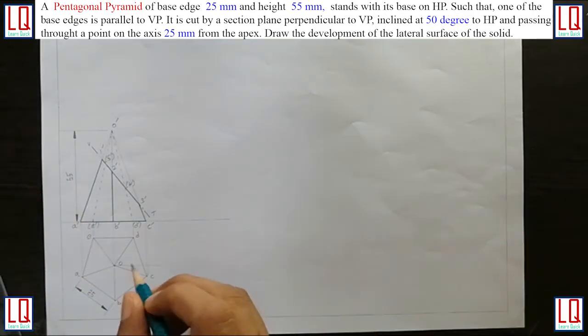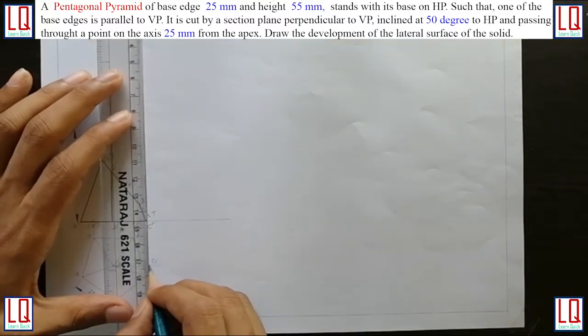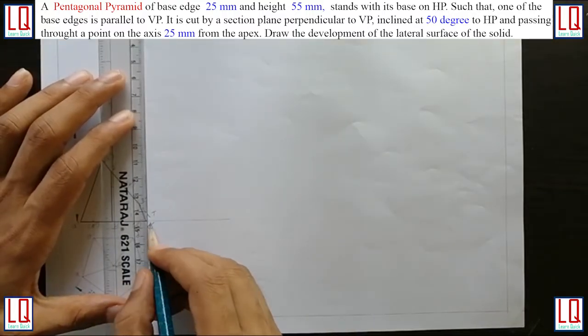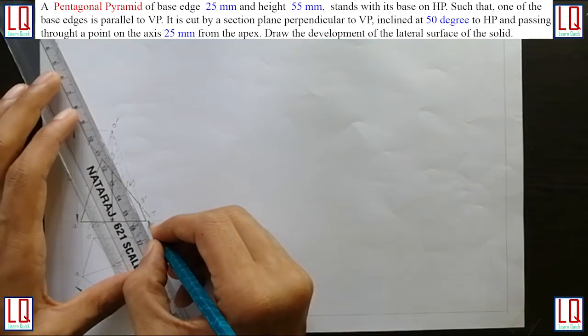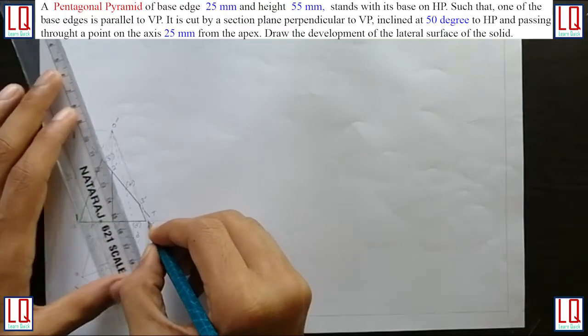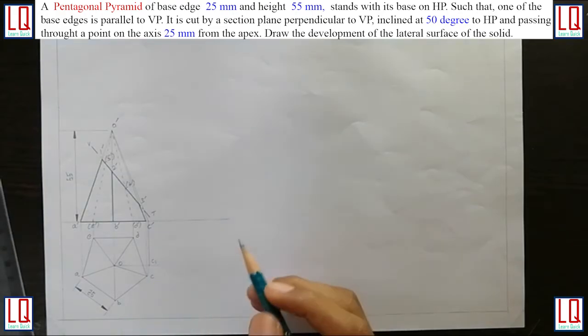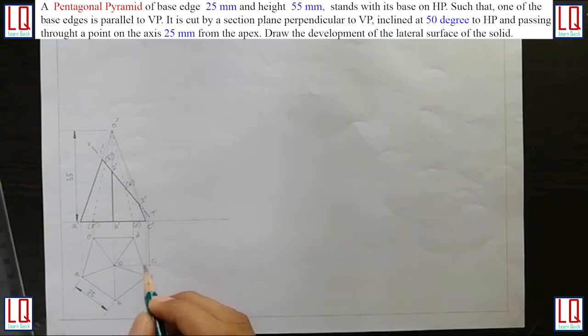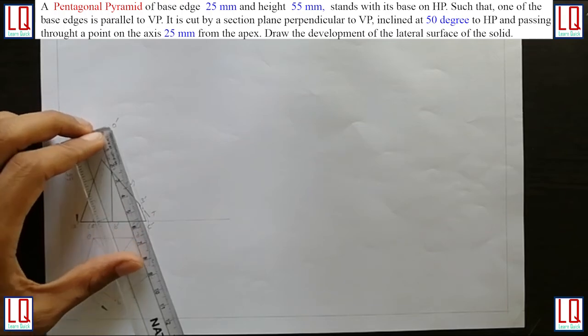Like that we have transferred, and this point is now going to be your C1. Now you project this point to your front view, and then join with O dash E dash. Now your O dash C dash is your true slant length because your OC1 is parallel to XY.